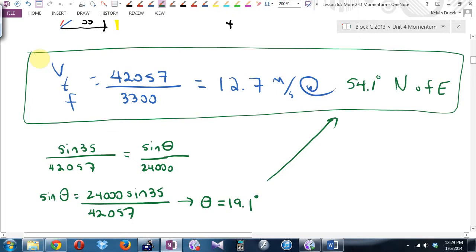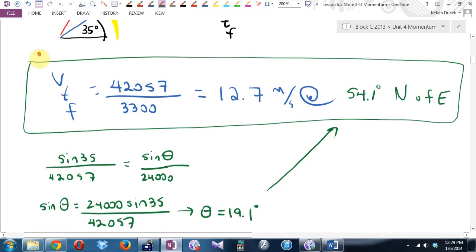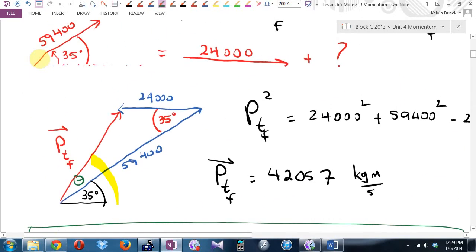Which way does the truck move off after this collision? It moves off at 12.7 meters per second at an angle of 54.1 degrees north of east. Okay. It's about as tough as I'll throw at you because this was a yucky angle to find as well. And I didn't give you a picture. I made you figure it all out. Probably on your test I'll give you a picture.